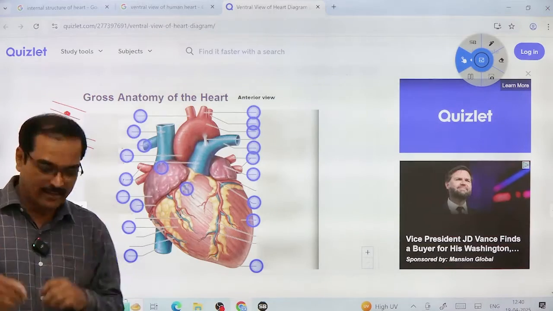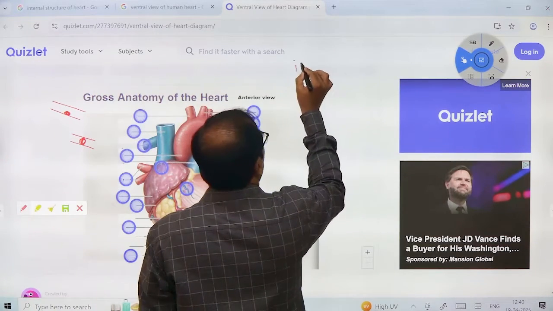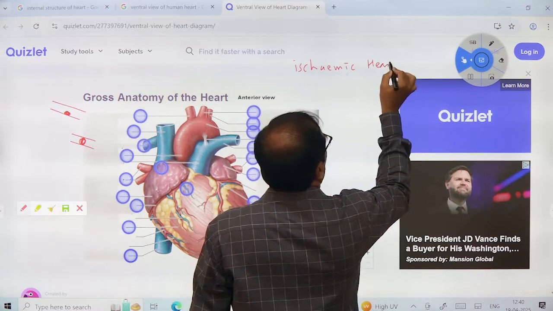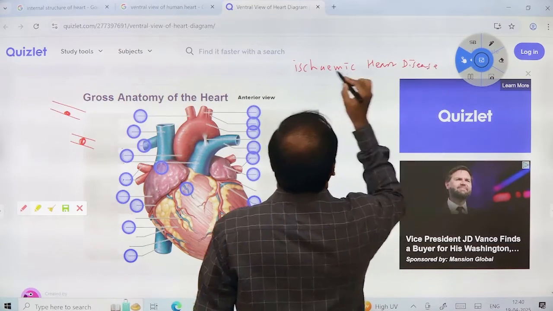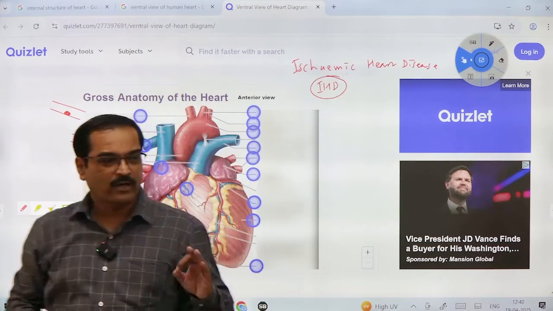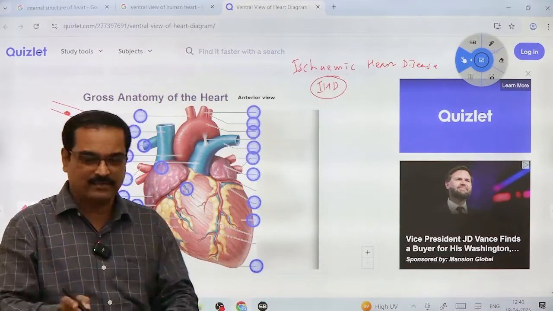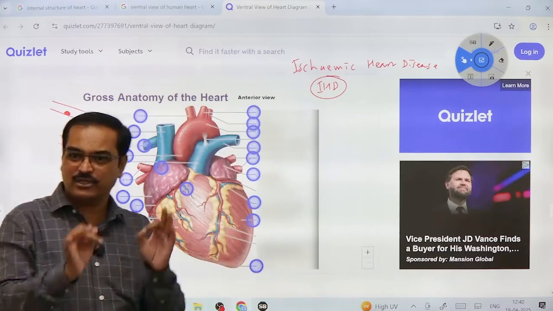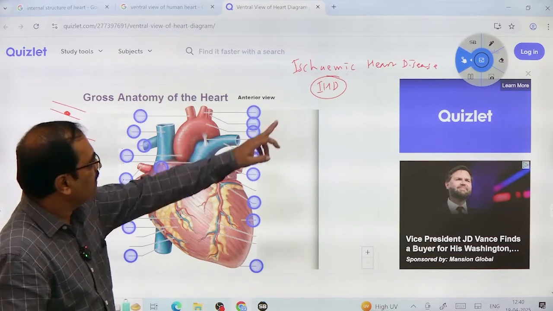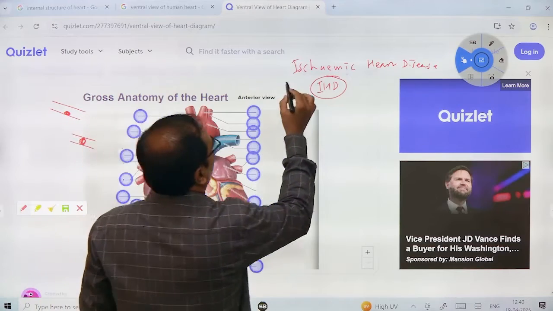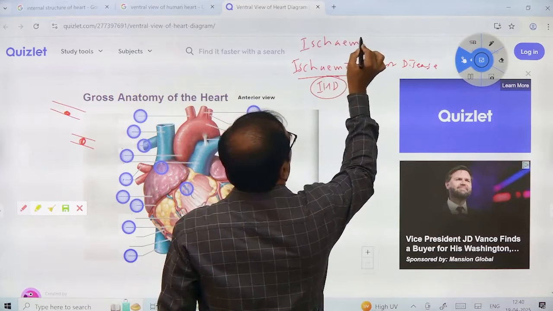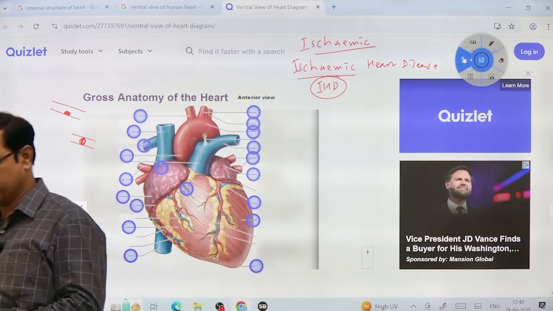Myocardial infarction has another name, that is called ischemic heart disease, IHD for short. Myocardial infarction is called heart attack. It has another name, that is IHD, ischemic heart disease.